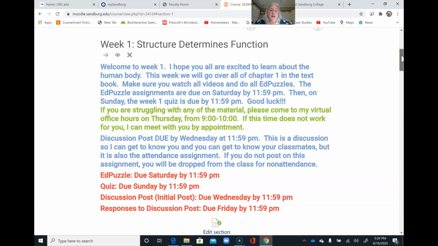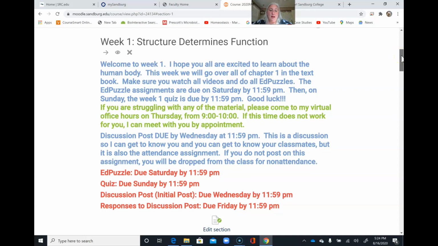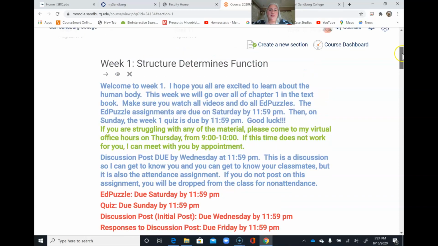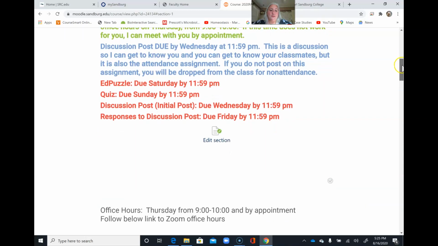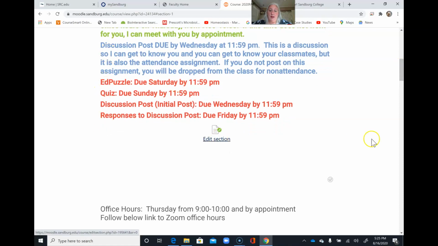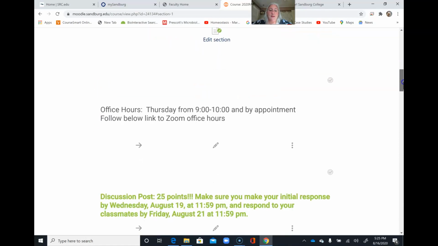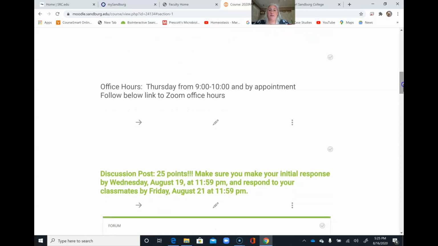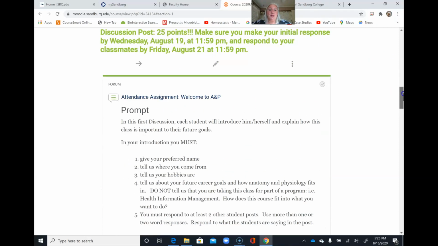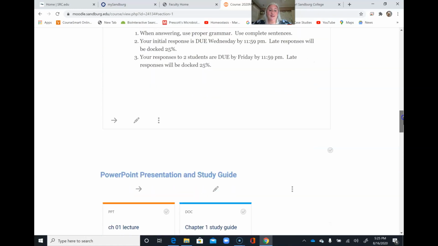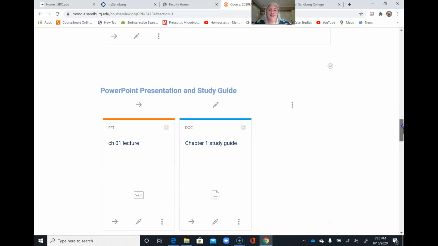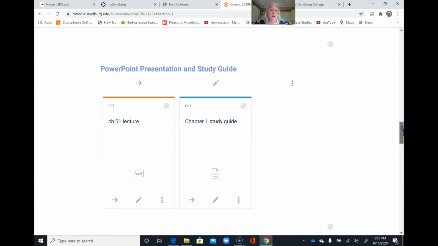Here is some information. I'll always start off with a little discussion about what is going to go on during the week. I always post all of the due dates down here in red. And I'll set up my weekly information the same way so you get used to it. So I'll always have the office hours on top. Then if there's a discussion post, you'll have that. I've seen some people have already responded, which is great. Love having people start working early. That's amazing. Then you'll have your PowerPoint and your study guide.